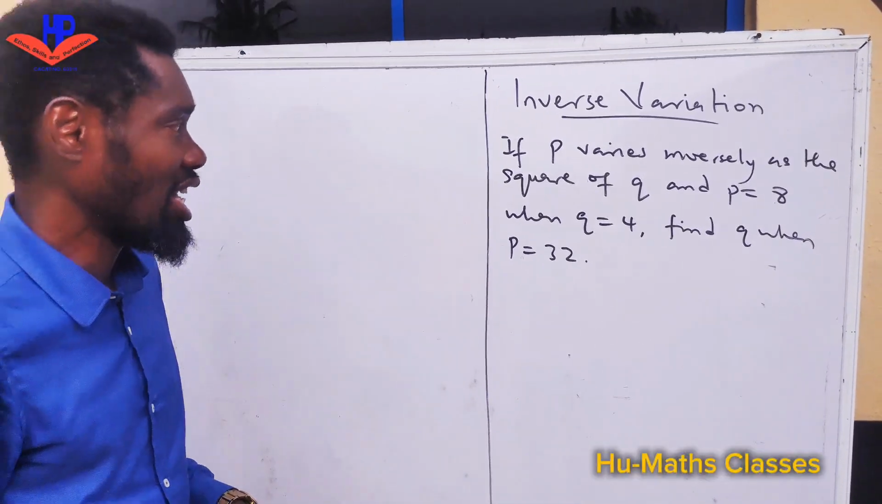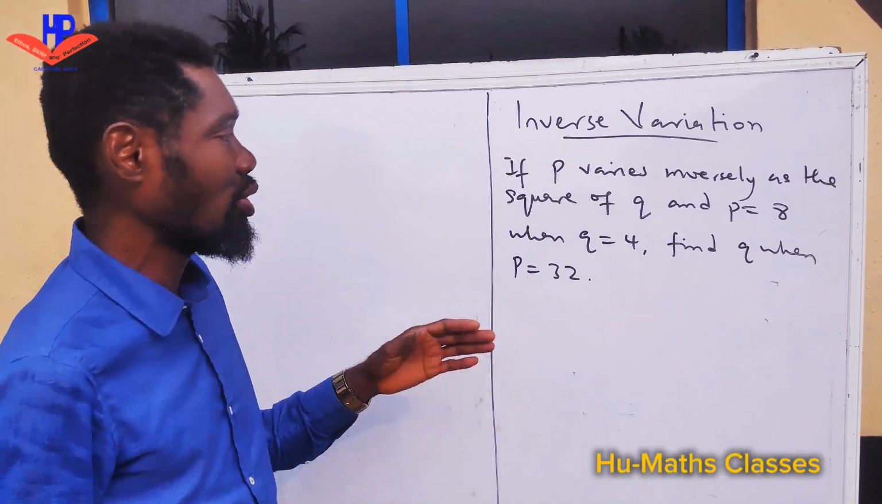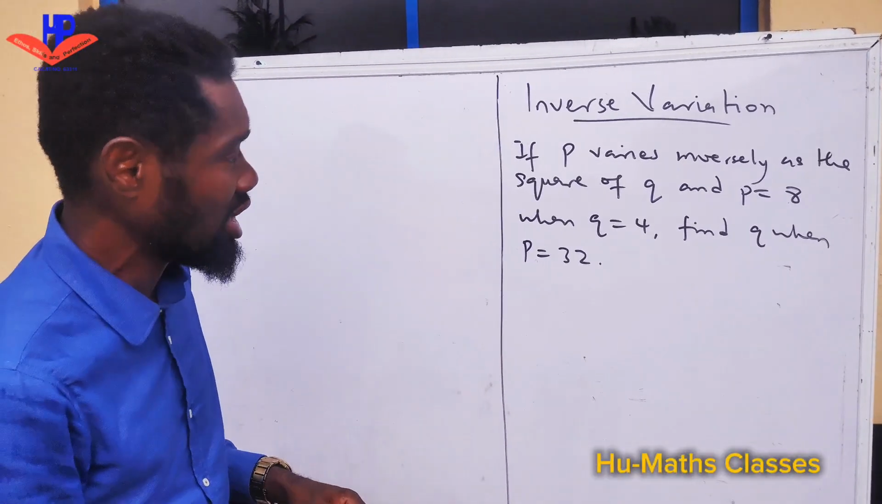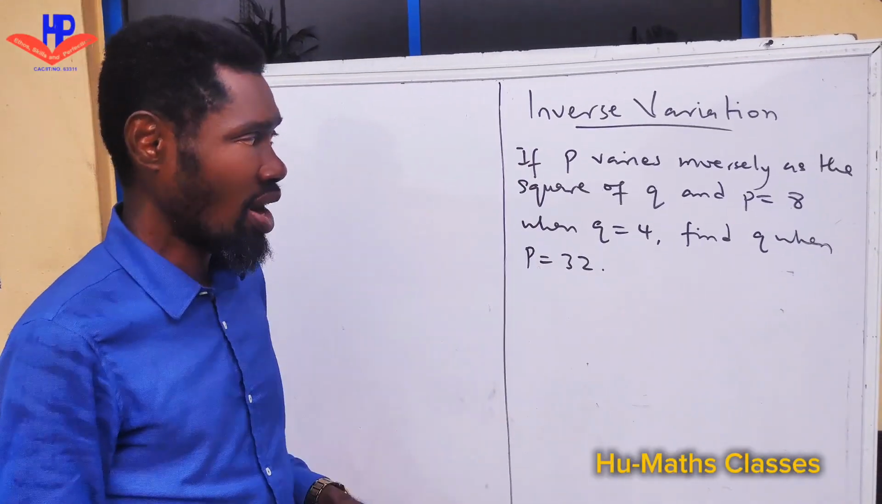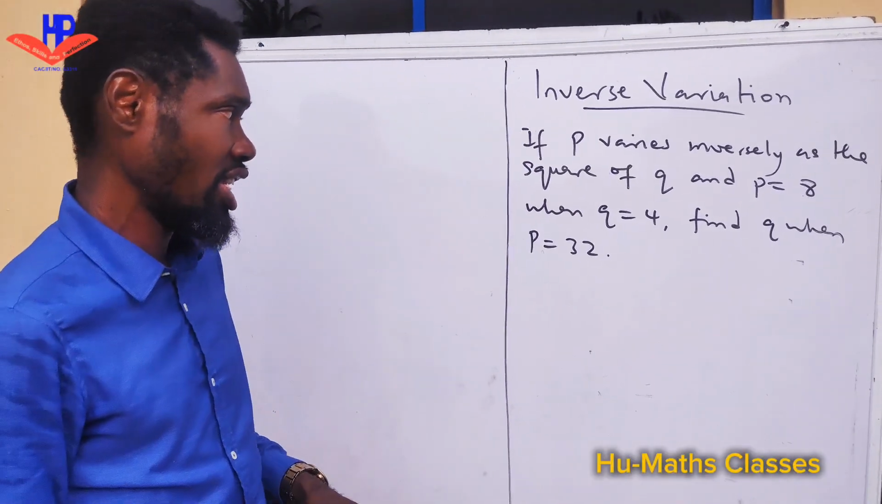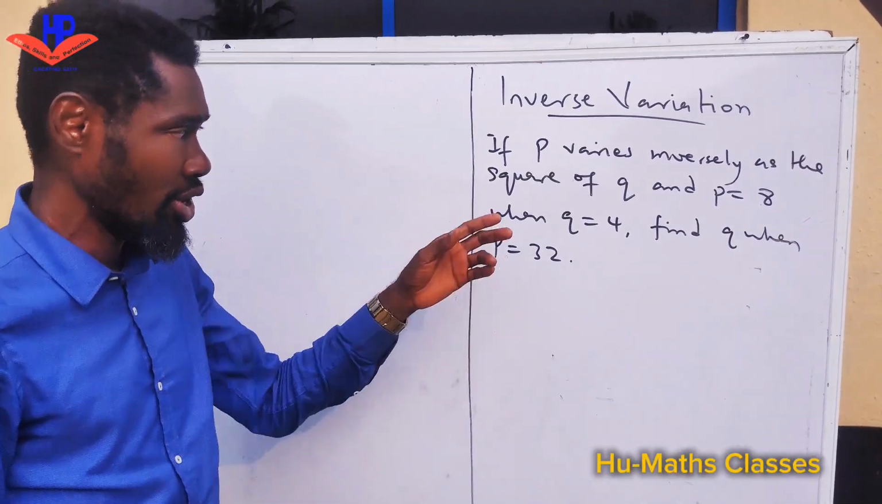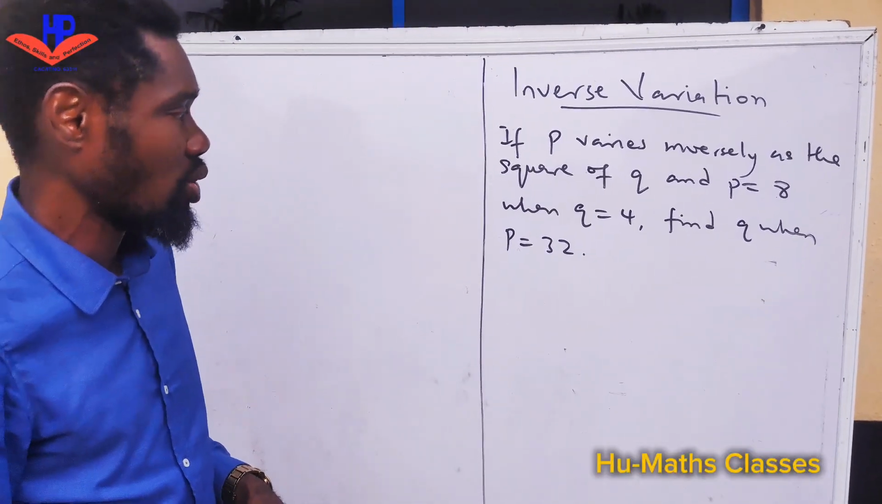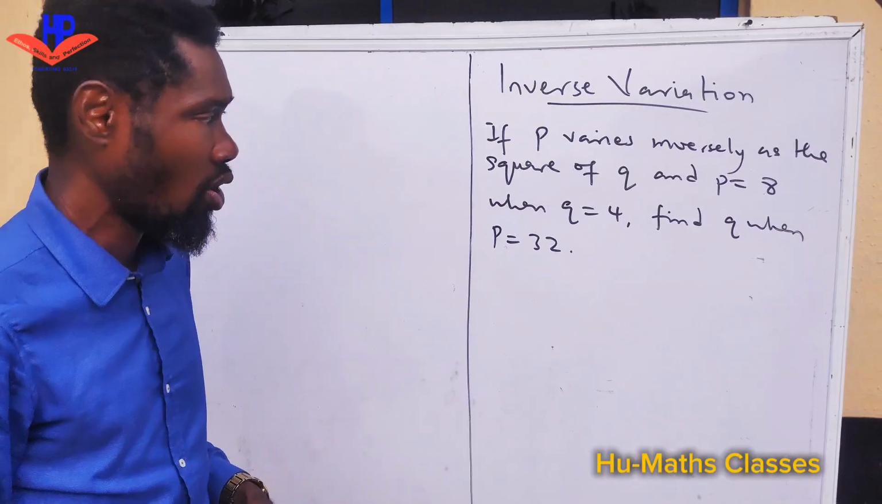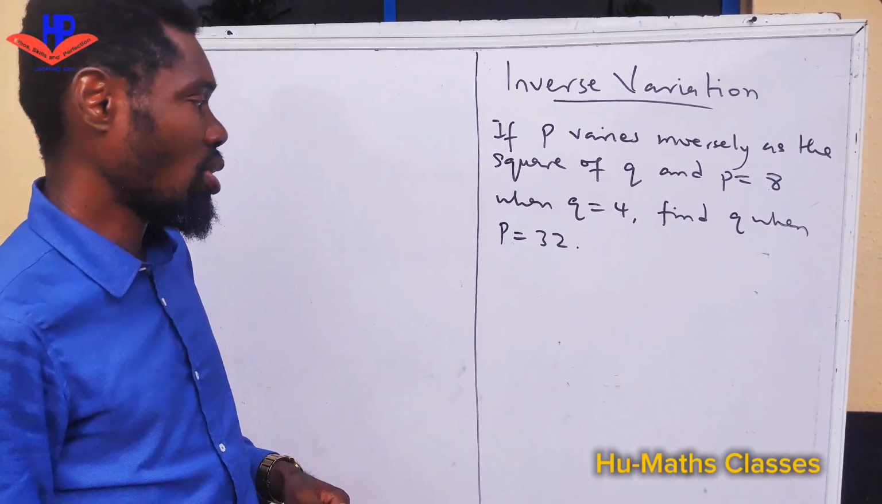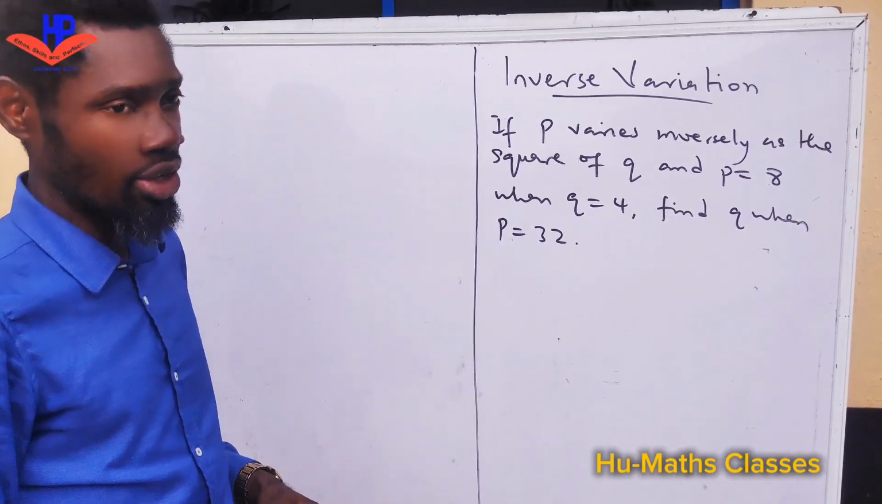Okay, still on inverse variation, we are looking at another question to help us have a better understanding of what inverse variation is all about. The question on the board is, if P varies inversely as the square of Q and P is equal to 8 when Q is equal to 4, find Q when P is equal to 32.